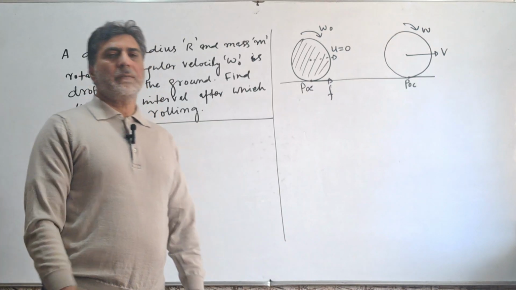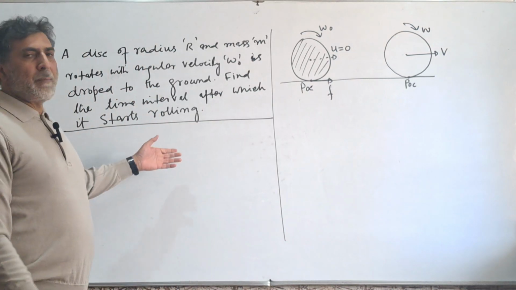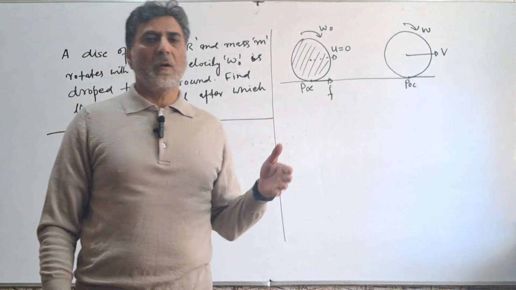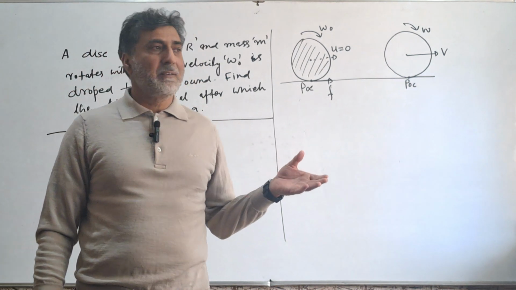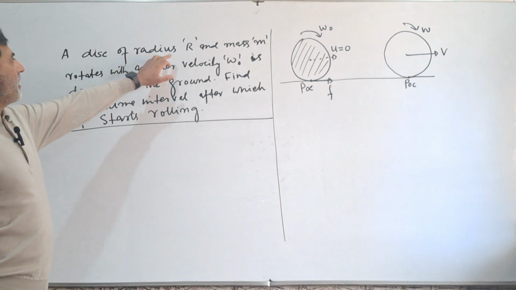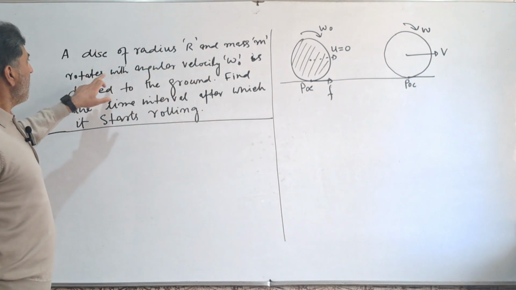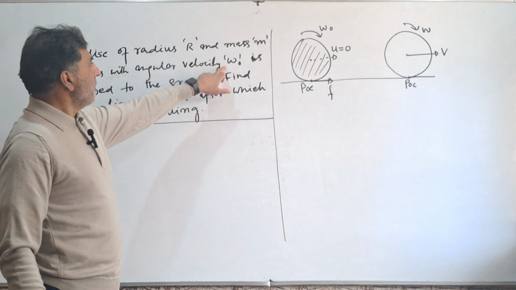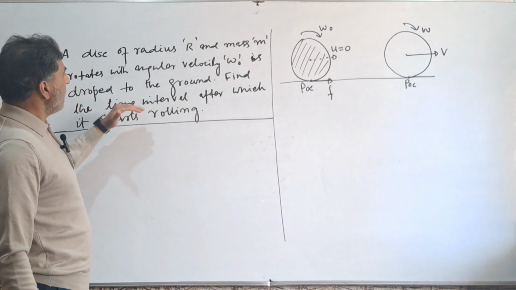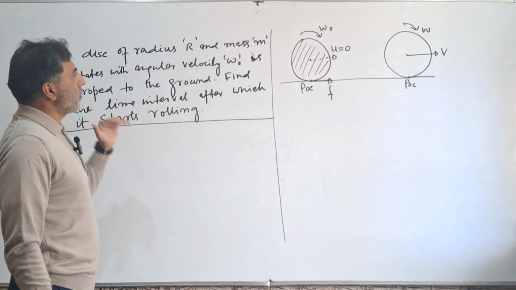Hello students, I have come up with another IIT level problem expected to be asked at the advanced level. So the problem is like this. A disk of radius r and mass m rotates with angular velocity omega 0, is dropped to the ground. Find the time interval after which it starts rolling.